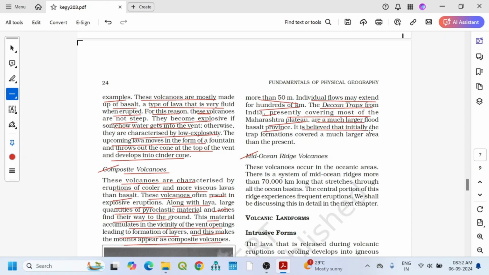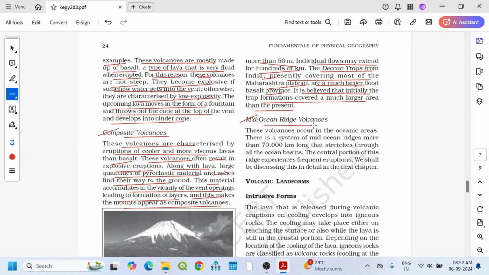It is believed that initially the trap formations covered a much larger area than at present. Mid-oceanic ridge volcanoes. These volcanoes occur in the oceanic areas. There is a system of mid-ocean ridges more than 70,000 kilometers long that stretches through all the ocean basins. The central portion of this ridge experiences frequent eruptions. We shall be discussing this in detail in the next chapter.